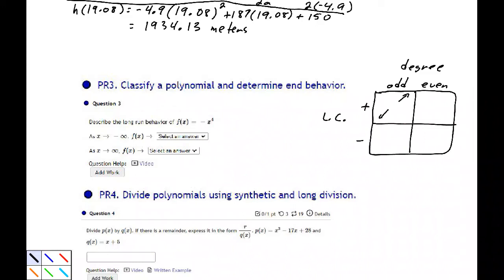An odd negative will rise to the left and fall to the right. An odd positive will rise to the left and rise to the right. And an even negative will fall to the left, fall to the right.